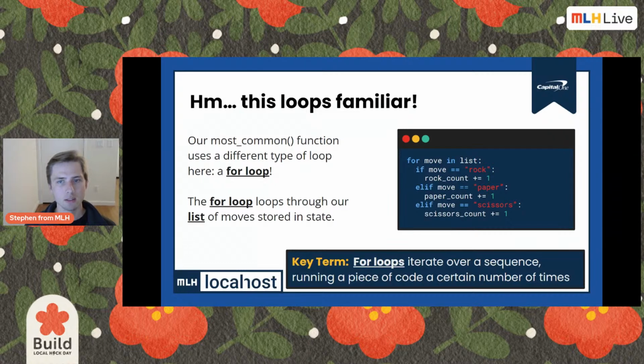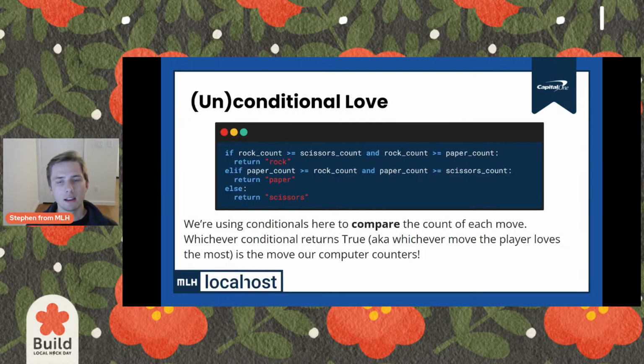And now this is using a different type of loop, called a for loop, which is going to go through every possible state and figure out what the most common was.